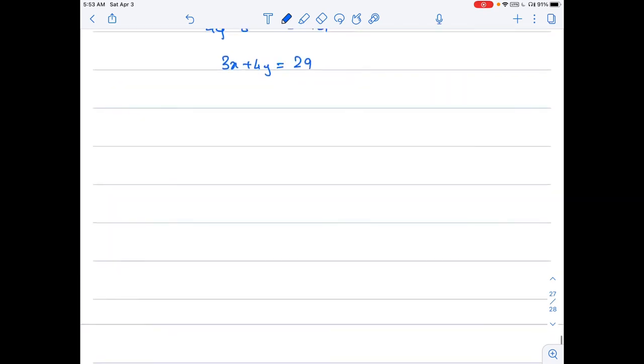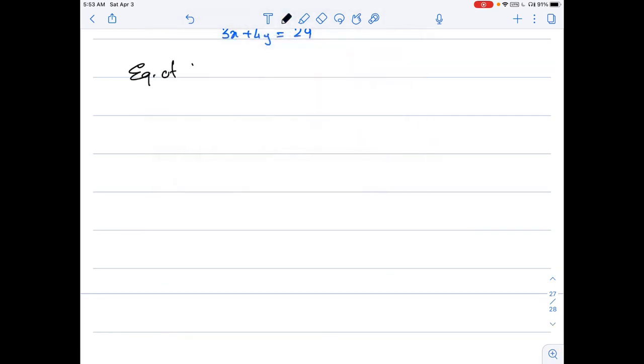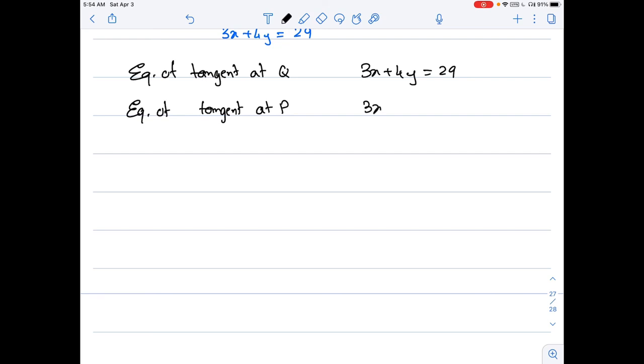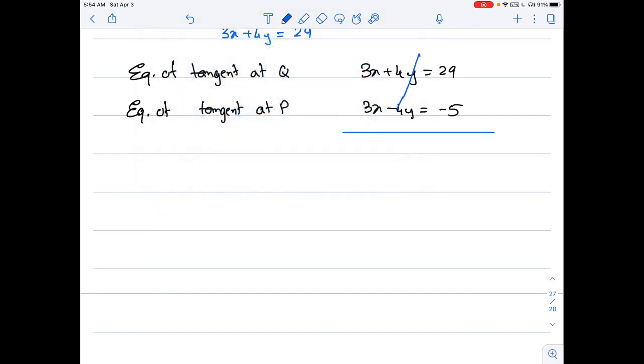So I have two things. The equation of the tangent at Q, which was 3x plus 4y is equal to 29. I also have the equation of the tangent at P, which we found in the previous part: 3x minus 4y is equal to minus 5. What am I going to do? I am going to solve these two equations simultaneously. 4y cancels, 6x is equal to 24. So x is equal to 4.